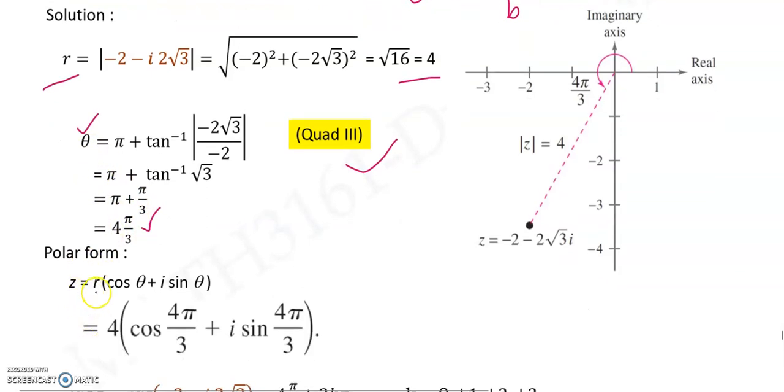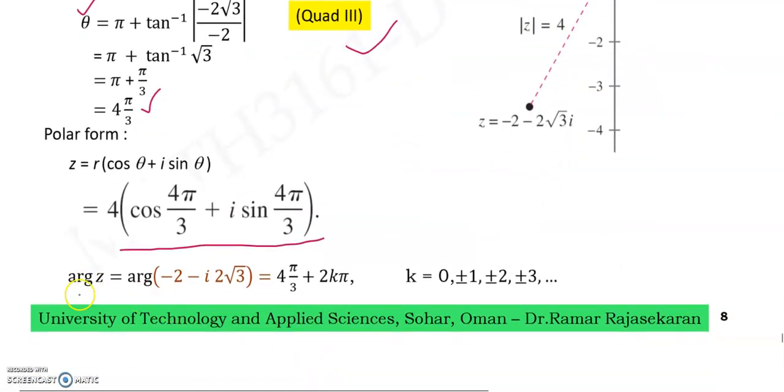How to write the polar form? Polar form is nothing but r cos theta plus i sin theta. So now r is 4. Then cos theta is 4 pi over 3 plus i sin 4 pi over 3. So that we can write the polar form of the given complex number. Now this is also asking the question, small arg of z. I gave the rule in the note. So the argument of z is equal to theta plus 2k pi, where k is the set of all integers.